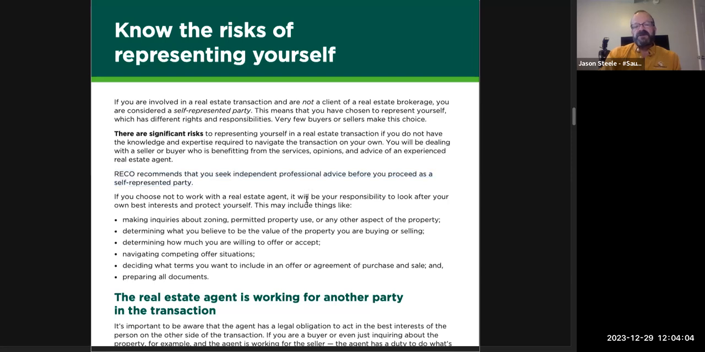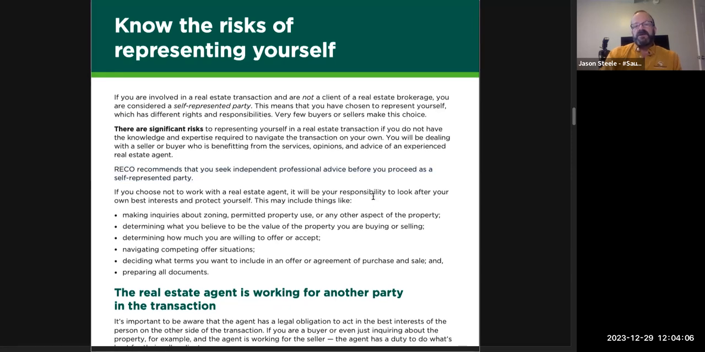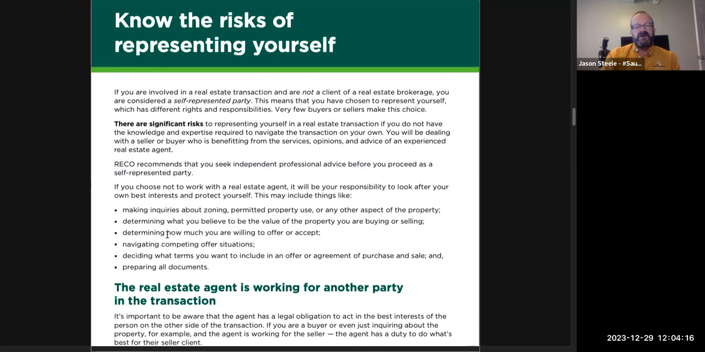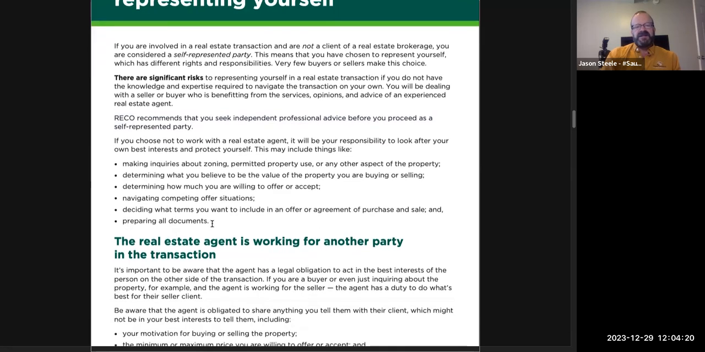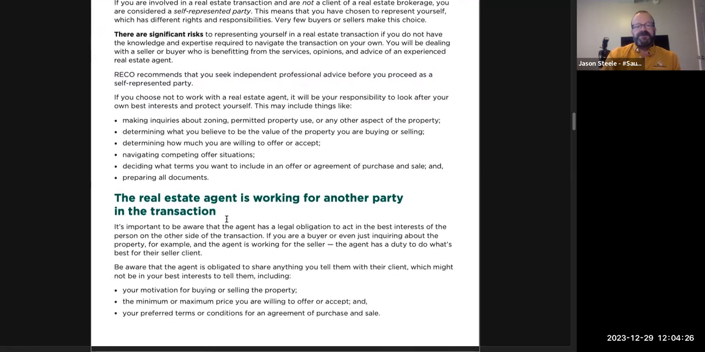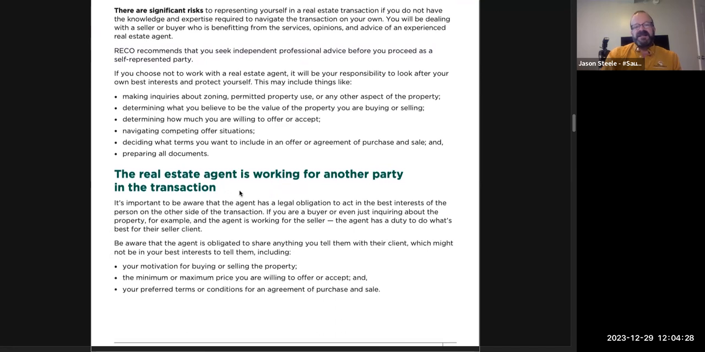If you choose not to work with a real estate agent, it's your responsibility to look after your own best interests. This could include things like inquiries about zoning, determining the value, determining how much you're willing to offer or accept, navigating competing offer situations, deciding what terms you want to include in any offer, and preparing all the documents. The real estate agent is working for another party in this transaction.